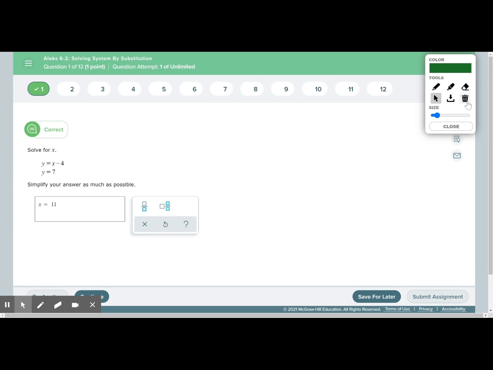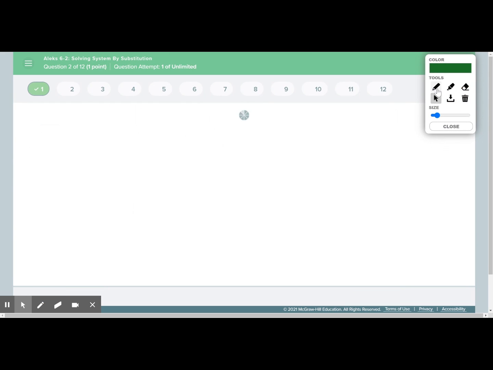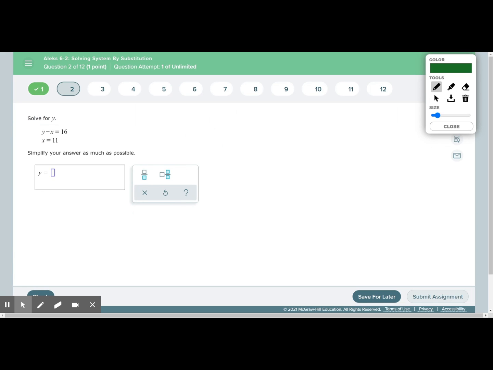Perfect. Now we're going to look at one more example, number 2. Okay, so y minus x equal to 16, and they say x is 11. So we're going to take this number and plug it in place of x. Keep in mind, because we're going to see a bigger problem, that the first letter right here will tell you where to plug this number in. So x is 11, you plug it in place of x, or you replace x by 11. So we have y minus 11 equal to 16.